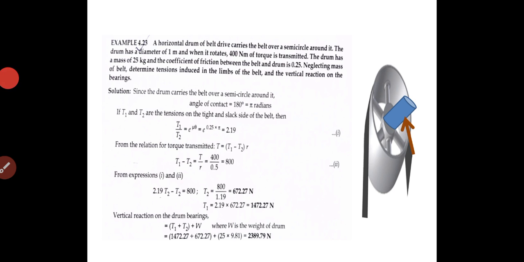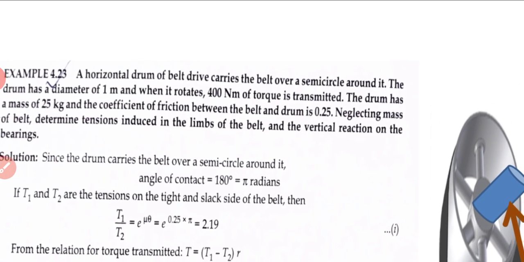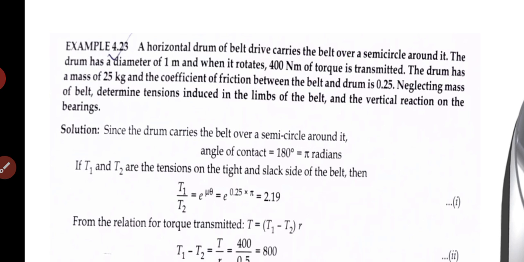Now another example. A horizontal drum of a belt drive carries the belt over a semicircle around it. The drum has a diameter of 1 meter, and when it rotates, 400 Newton meter of torque is transmitted. The drum has a mass of 25 kg and the coefficient of friction between the belt and drum is 0.25. Neglecting the mass of the belt, determine the tension induced in the limbs of the belt and the vertical reaction on the bearings.